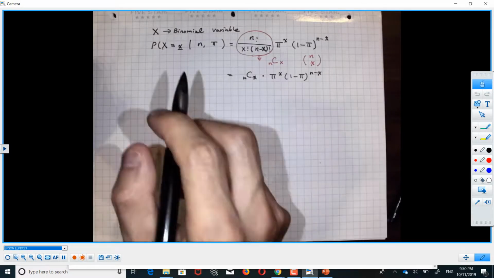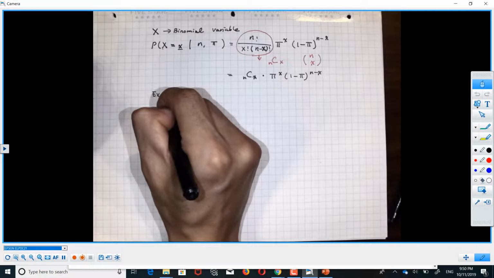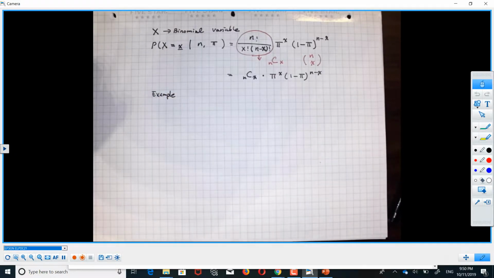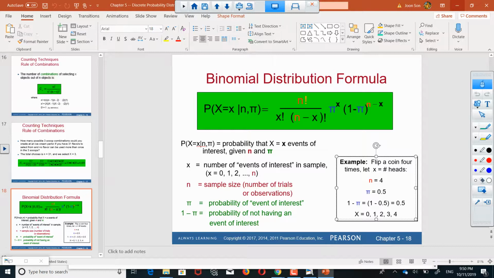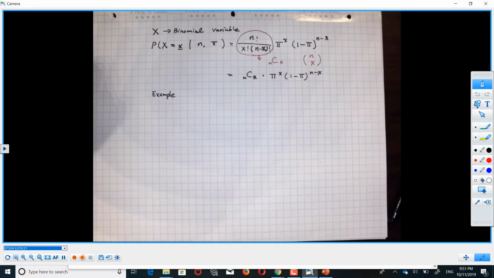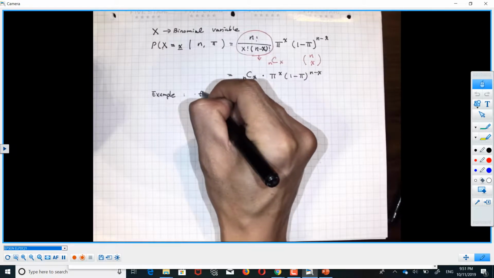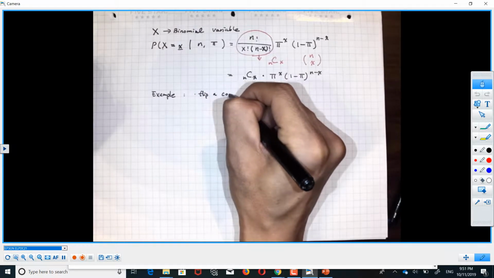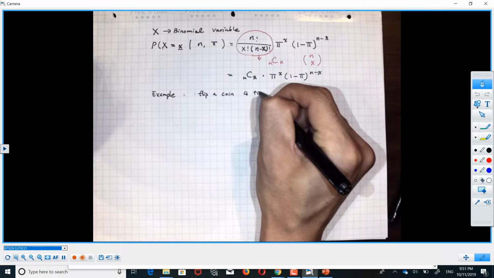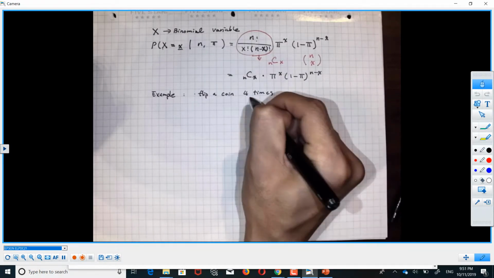Now, I'll just give you an example. The example is, let's say we flip a coin 4 times. So I'm using this example: flip a coin, how many times? 4 times.